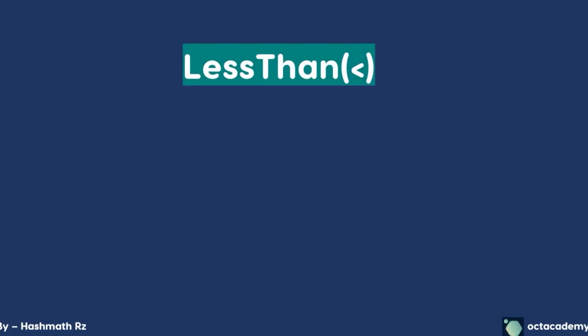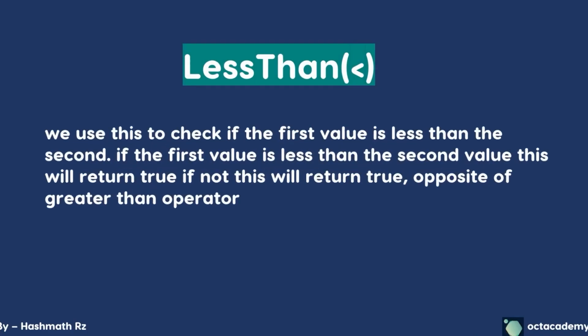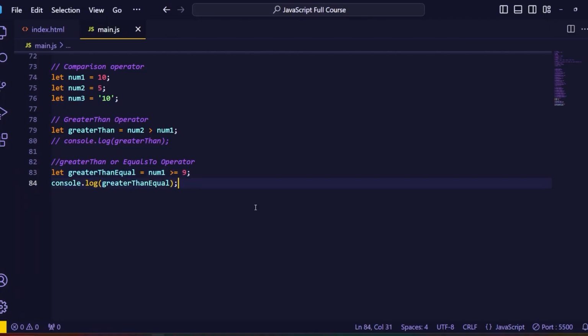Alright, so let's move on to the next operator, the less than operator. You guys already know, so we use this to check if the first value is less than the second. If the first value is less than the second value, this will return true. If not, this will return false. The same opposite of the greater than operator, right? So let's quickly look at an example for this.